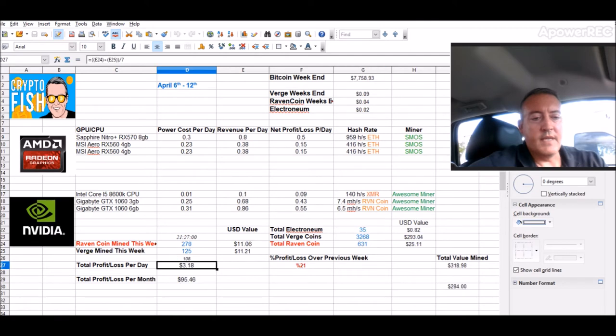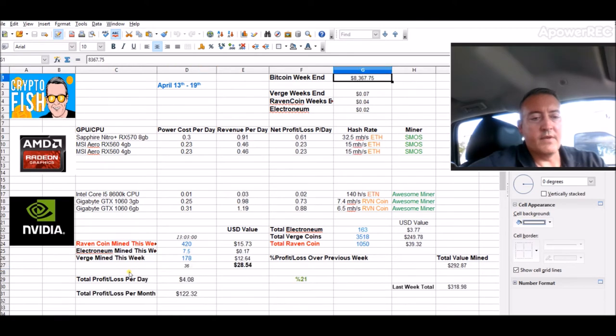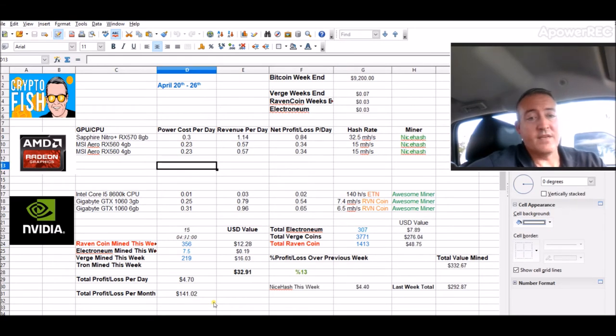So I started getting into Raven coin. And this week I started mining Electronium on my phone, also on a CPU, but the CPU wasn't doing too good, so I got off of that. But anyways, I started doing Electronium, Verge. I believe at this point I had stopped Verge and just went straight to Raven. But anyways, I was at $4.08, my first $4 week, so I was excited. It's good stuff.